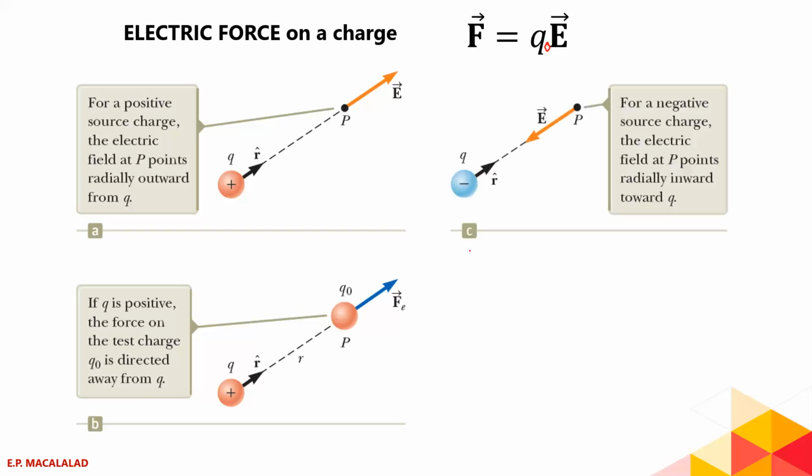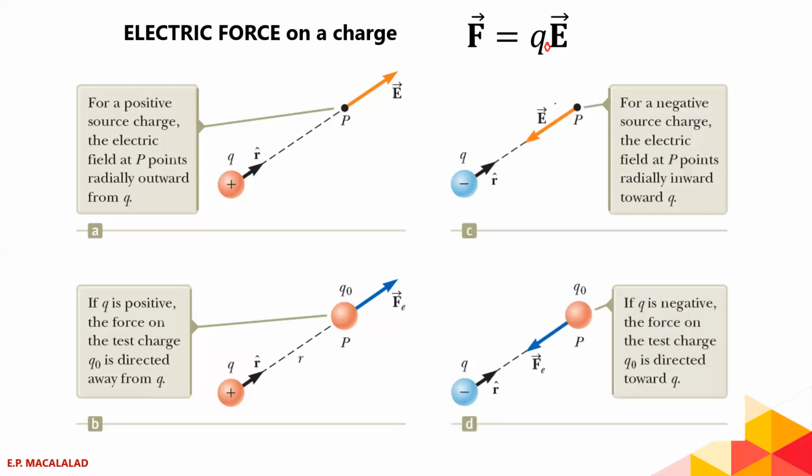Now, if we have a negative source charge, the source of your electric field, at the same point, because the source charge is negative, the electric field is pointing in this direction. If we place a positive test charge here, the electric force will also point in this direction. Now, what happens if we have a negative charge? The electric field will be pointing in this direction. So this is your electric field.